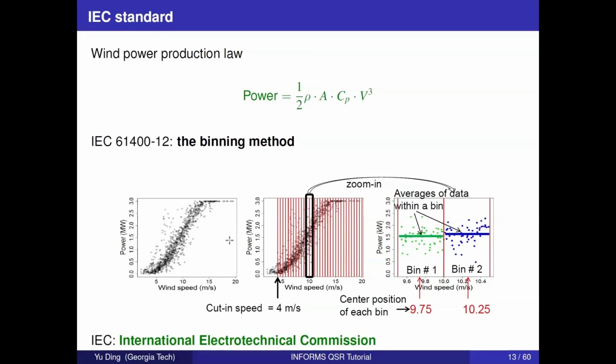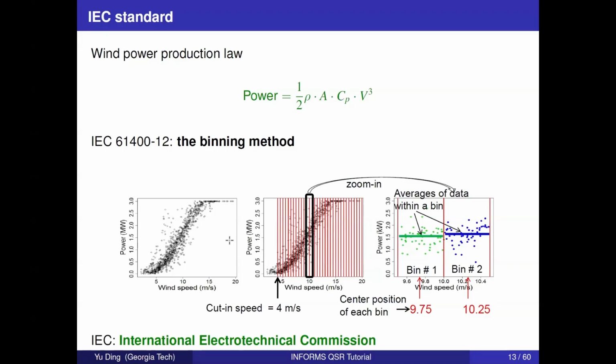So the IEC 61400-12, which was enacted in 2005, gave this so-called binning method. The binning method is a nickname we give to this method. It's fundamentally a non-parametric method, which is very robust and very adaptive, and it's data-driven, right? You don't really need to assume any kind of function form. The idea is simple, right? You start from the cut-in speed to the cut-out speed.